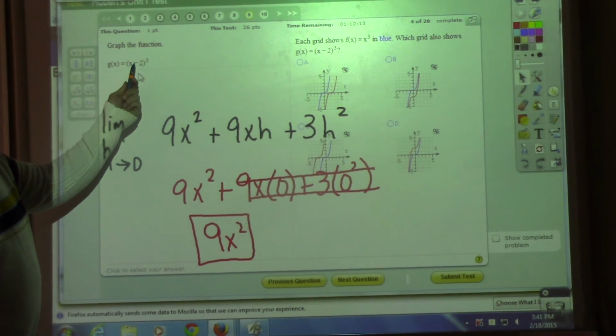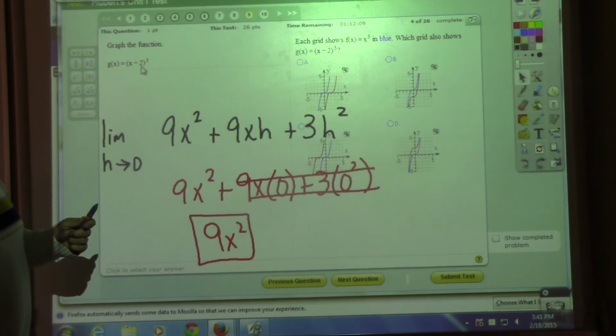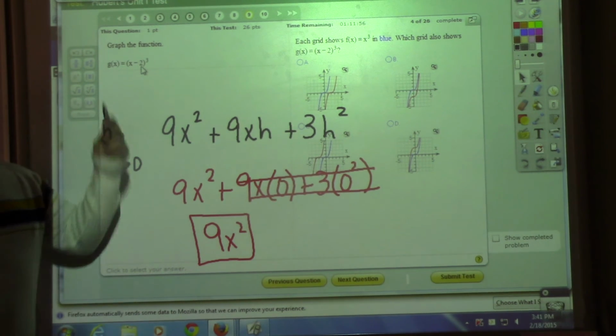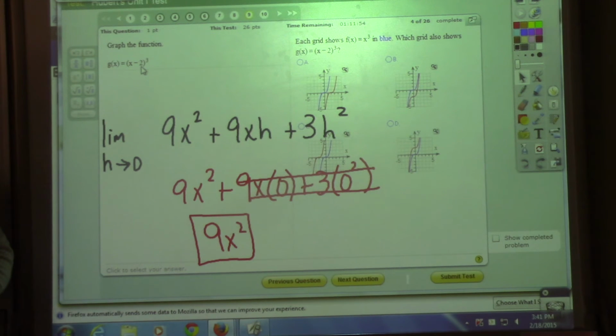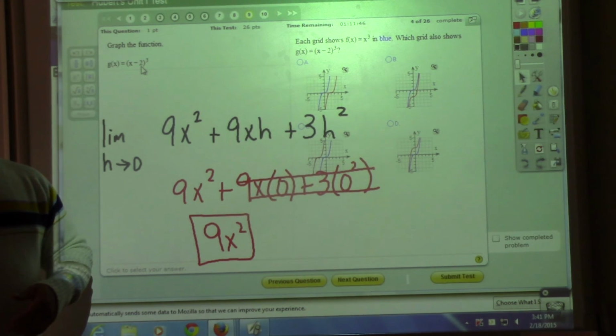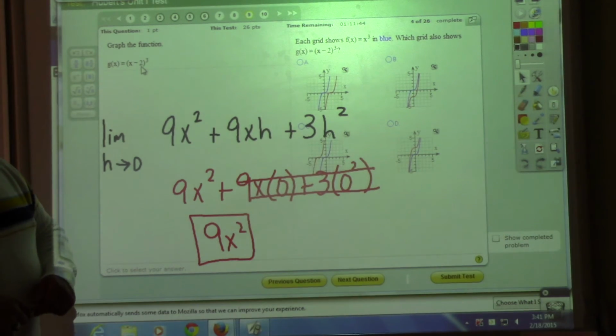What's that mean right there? That x minus 2, what does that minus 2 mean? Negative. Right. Yeah, that's a negative. What does the negative 2 mean? Horizontal shift to the right. Oh, yeah. And what does the cube mean? It means it's going to be going like that. So which one is it?